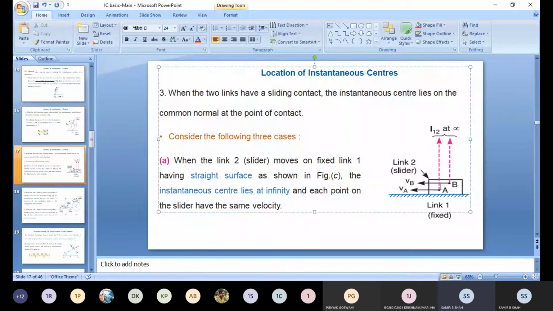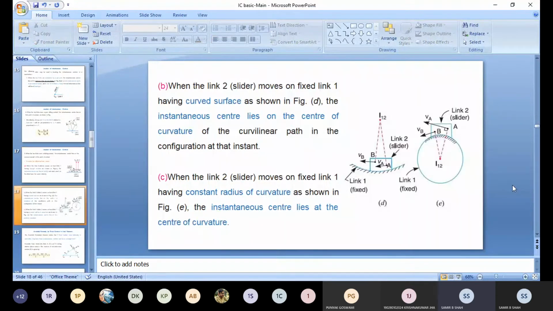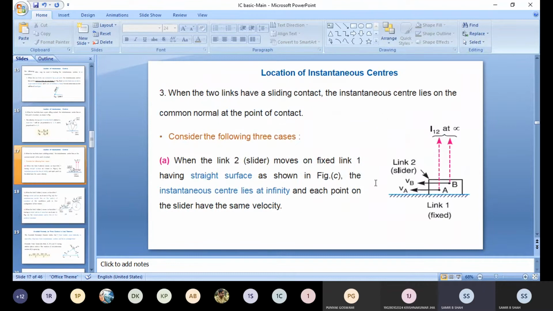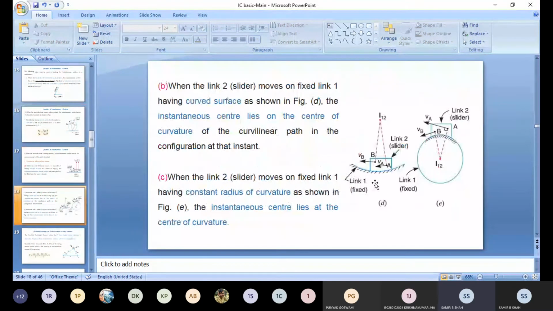In sliding contact, now the second case: when link 2, considered a slider, moves on a fixed link having a curved surface. In the first case it may be a straight surface. Now in the second case it may be a curved surface as shown in the figure, and the instantaneous center, the IC, is at the center of the curvature of the curvilinear path in the configuration at the instant.